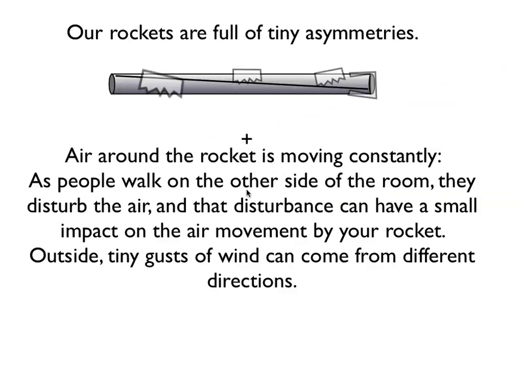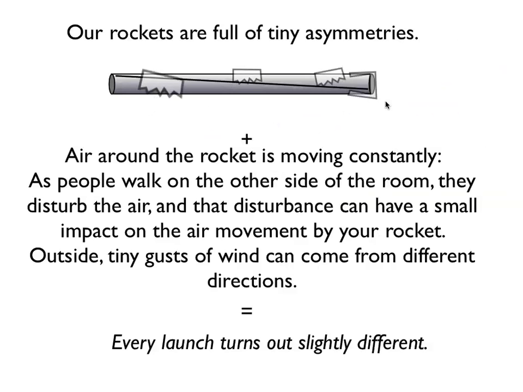Well, they're disturbing the air. They're pushing the air out of their way, and that tiny little disturbance on the other side of the room can have a small impact on the air movement all the way over on the other side by where your rocket is. And that's going to be different. Let's say two people were moving when you launched the first time and nobody was walking the other time. Different air movement, different interactions with the rocket. And then, of course, if you're outside, tiny gusts of wind can come from all sorts of different directions because of massive air movements on Earth's surface, and they're always just a little bit different. And those little differences, again, can cause big differences in the way the rocket flies.